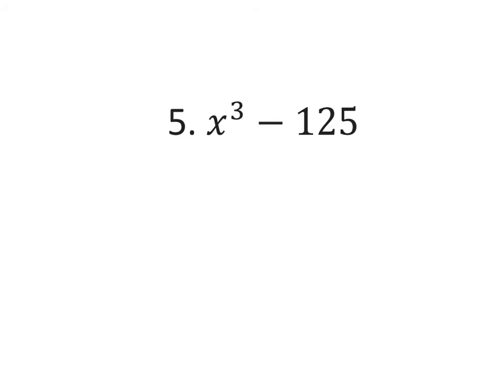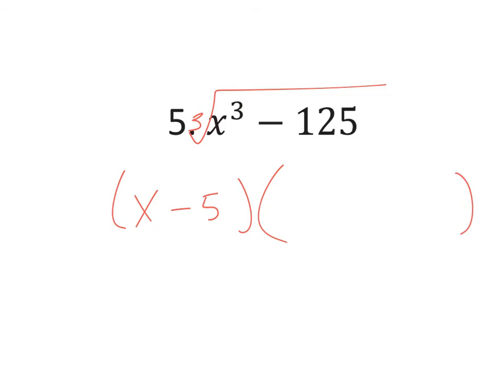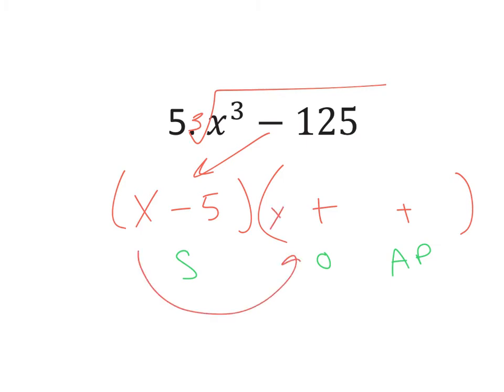Okay, cube root this whole thing. Then I'm going to get x minus 5. Write the word SOAP, S-O-A-P. Again, the SOAP phrase is just telling you same sign, opposite sign, always positive. Then I'm going to square this, square the last one, and multiply to get the middle.